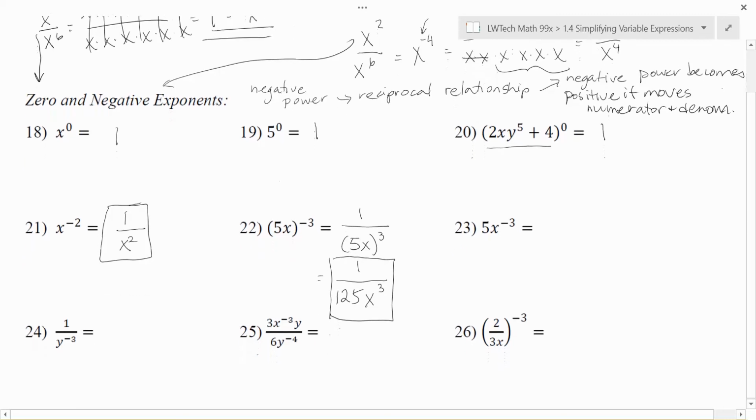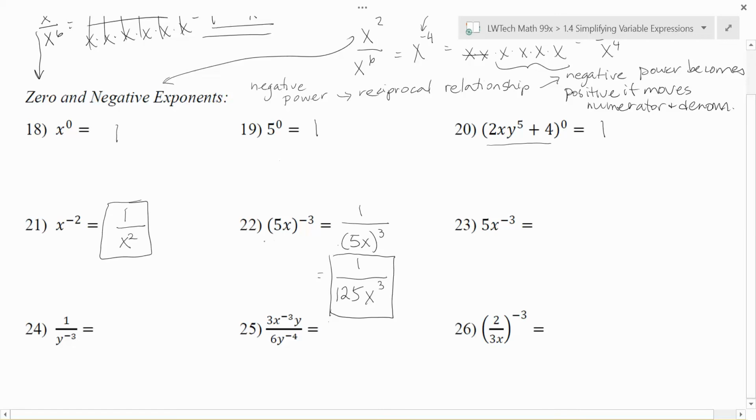For the next problem here, and this is really important to understand the difference between this one and this one. Notice in problem number 22, the negative exponent was being taken to the 3rd power.